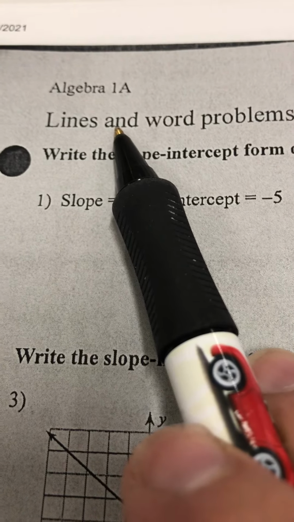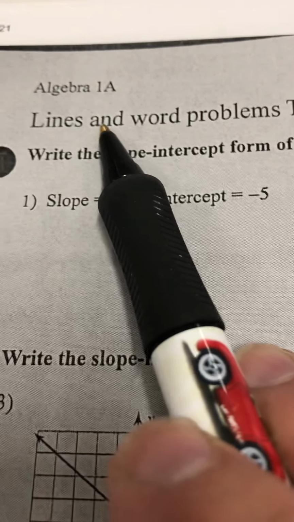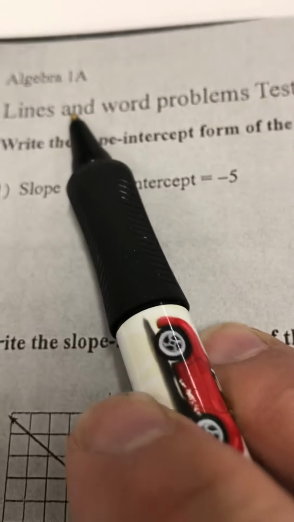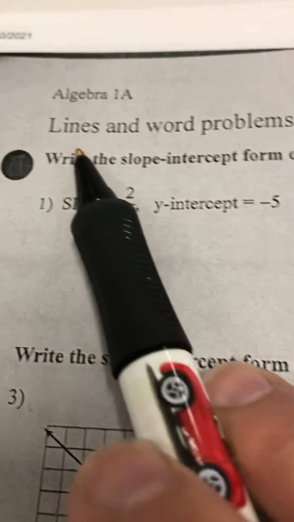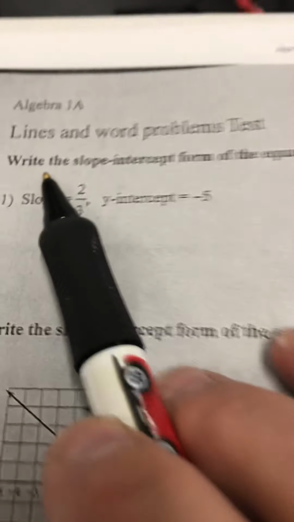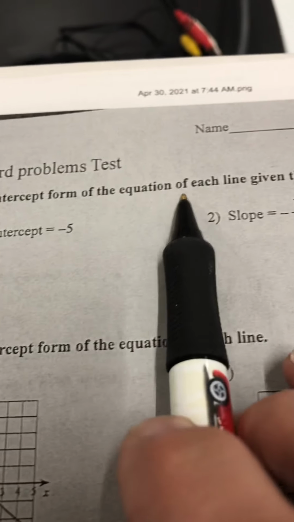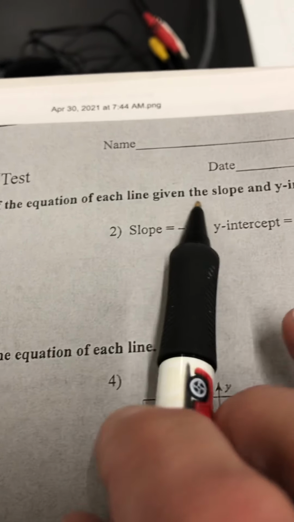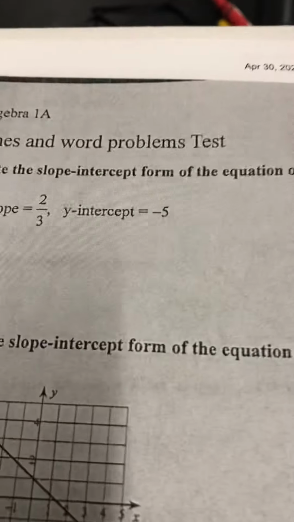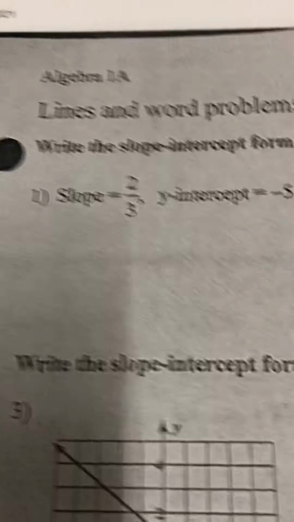This is your test for Friday, April 30th. Lines and word problems test. Write the slope-intercept form of the equation of each line given the slope and y-intercept. So I just want to read through this and give you some clarification.